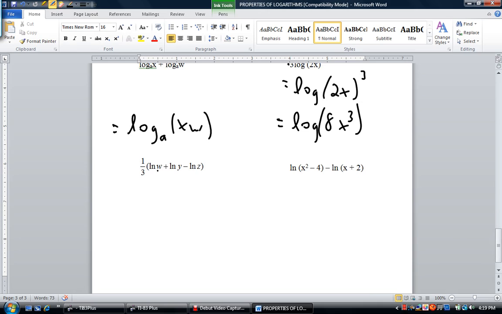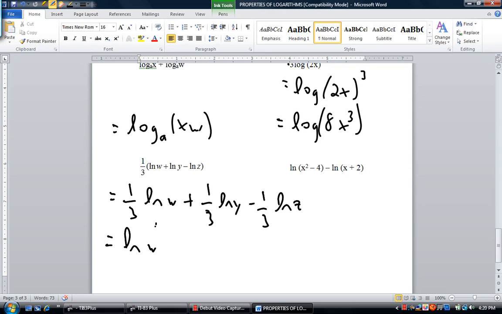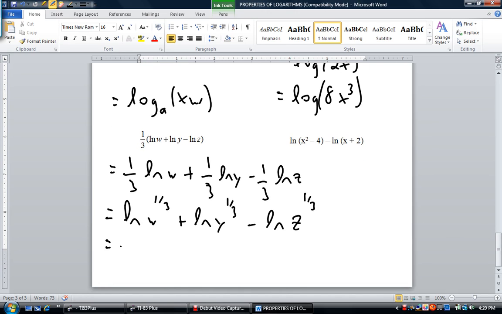Now, so this one, first thing I'm going to do is take that 1/3 and I'm going to distribute throughout the parentheses. To me, this is the easiest way and the best way to avoid mistakes. So I've distributed the 1/3. It's an algebra step. Now I'm going to take each one of these numbers in front and make those exponents. And then I can go ahead and do this.